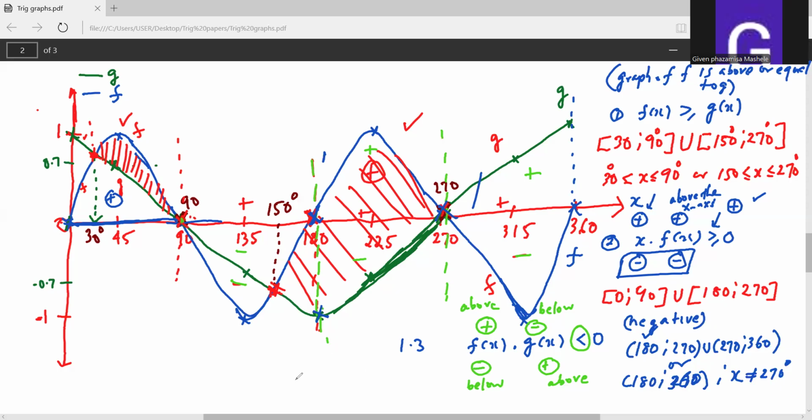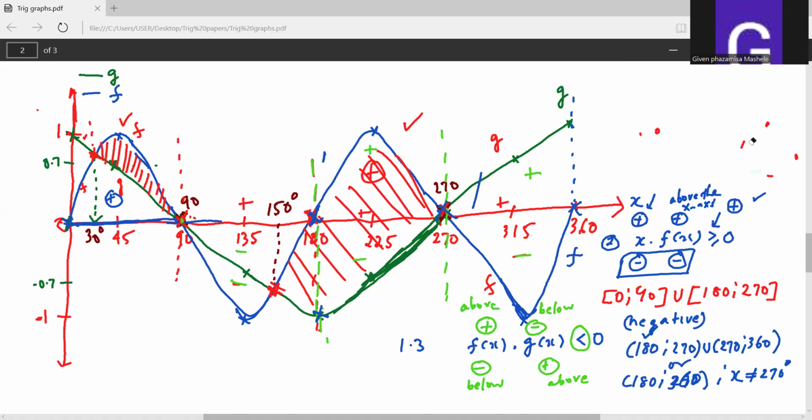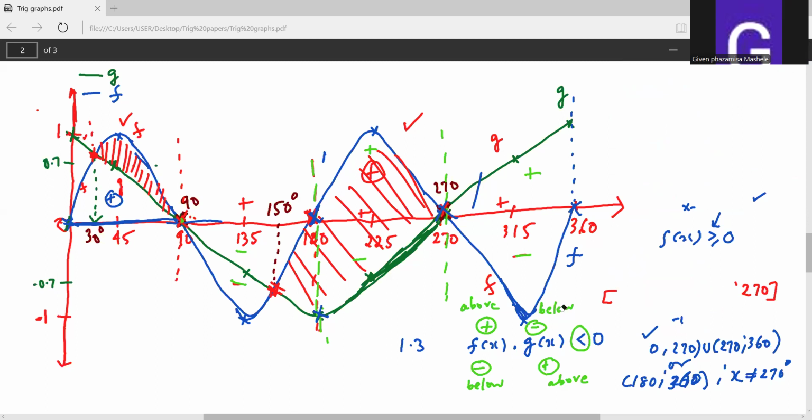Remember, you can use x values, so it's also fine. It's where one graph is above the x-axis and the other one is below the x-axis, because one should be positive and one should be negative, such that when we multiply their signs, the answer becomes less than 0. I believe you guys are following. Right, so now I want us to move on to the next question, below the x-axis and above the x-axis. I hope you guys are following.